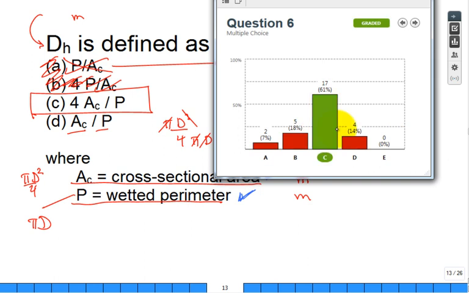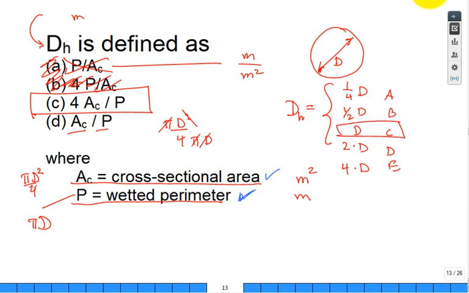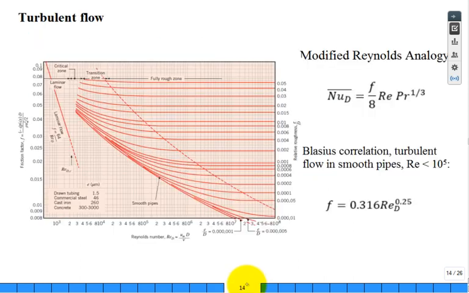Isn't it? Yep, 4AC over P. Sometimes people ask, where did that 4 come from? Why is it there? Well, that's why. I tried to explain it. Well, guess what? We leave the realm of laminar flow and we must go to turbulent flow.